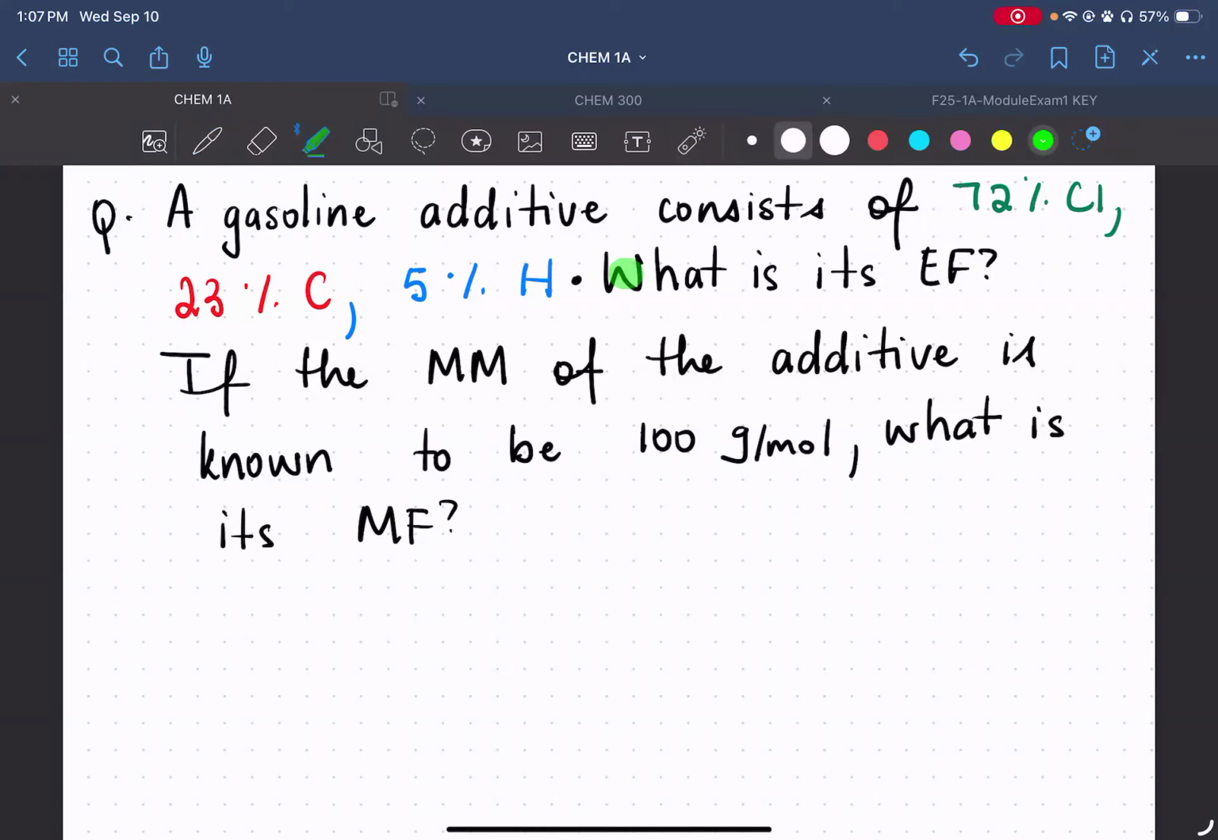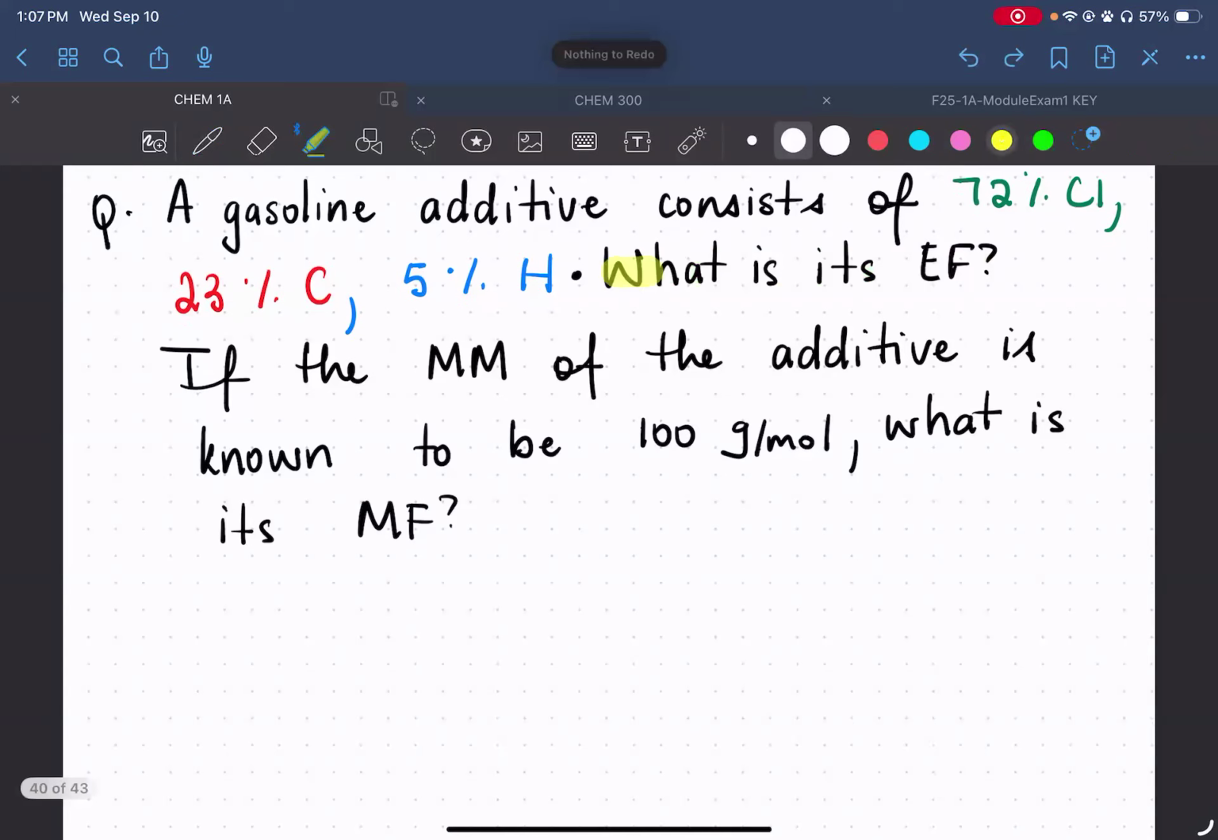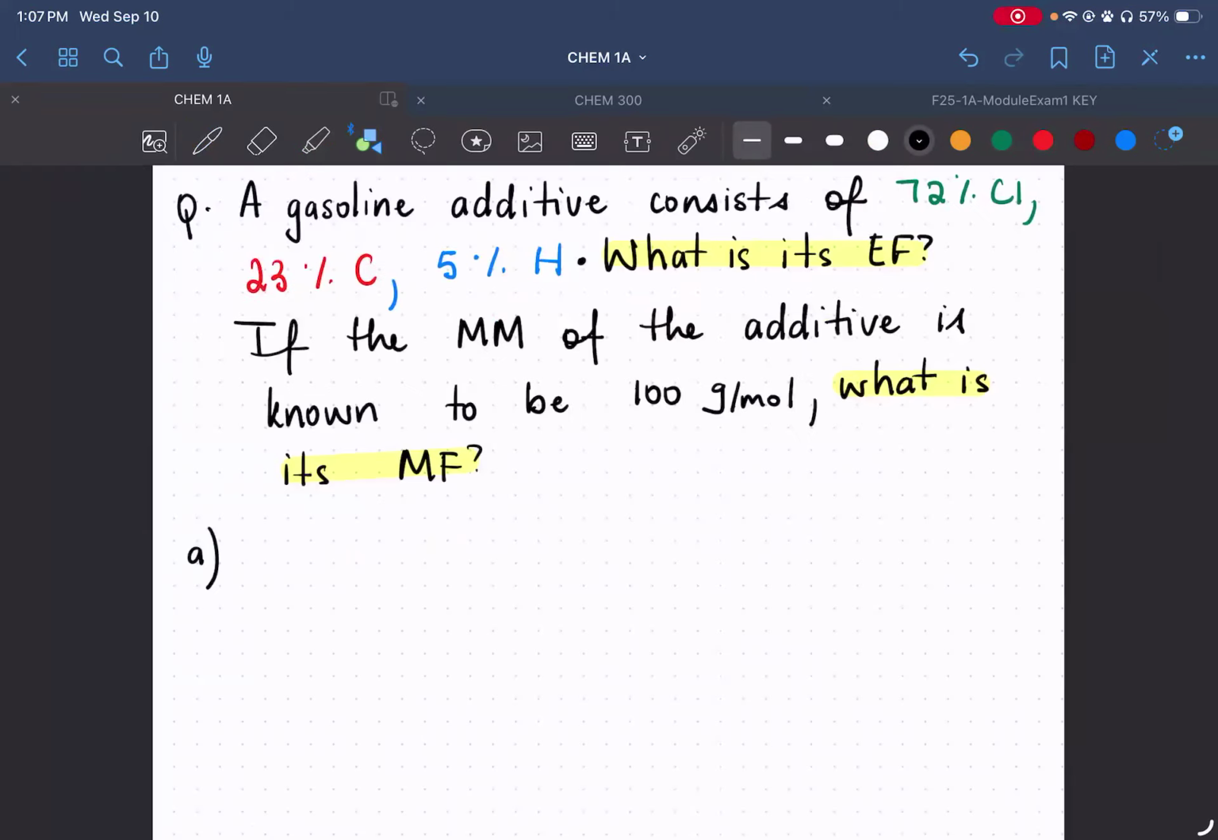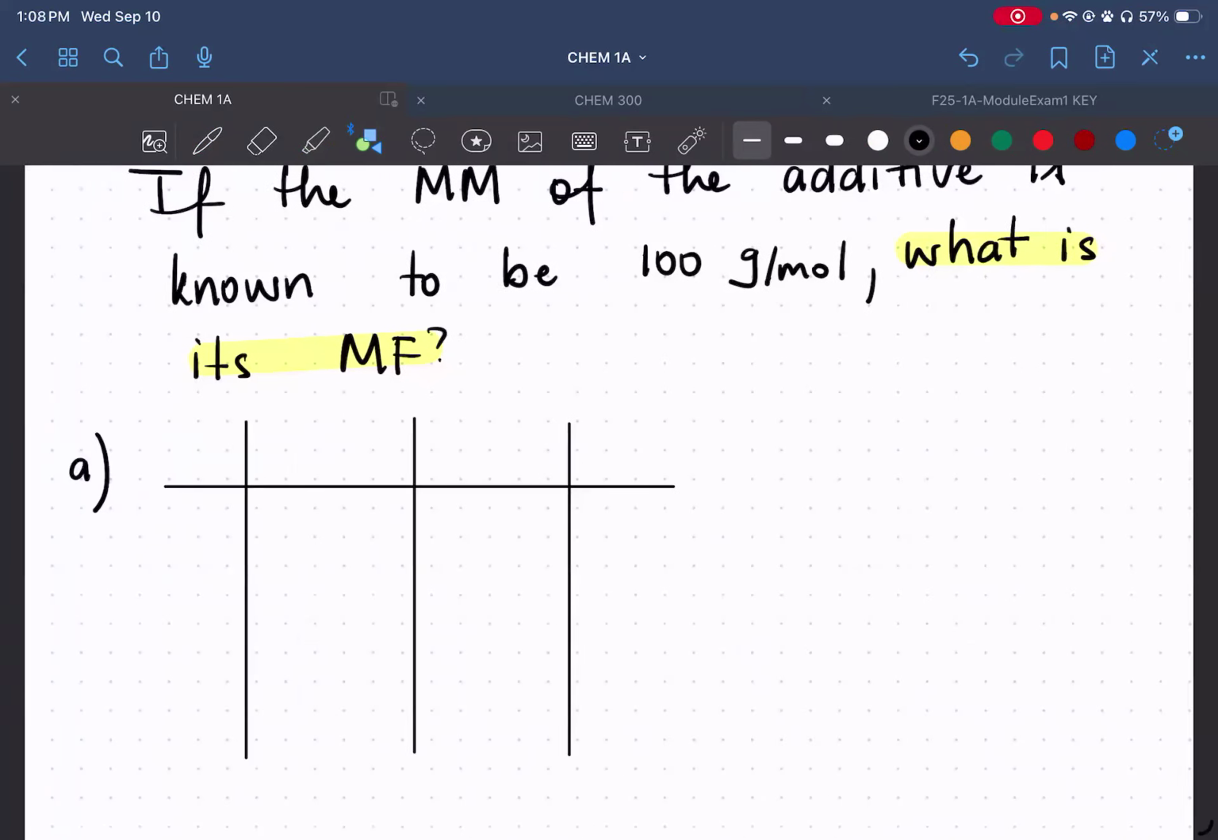So this question is actually asking for two things. Number one, what is the empirical formula? And number two, what is the molecular formula? So two answers. Let's do the empirical formula first, so part A. We're going to draw that table again. We know we have 3 elements, so we're going to have four columns, sorry.